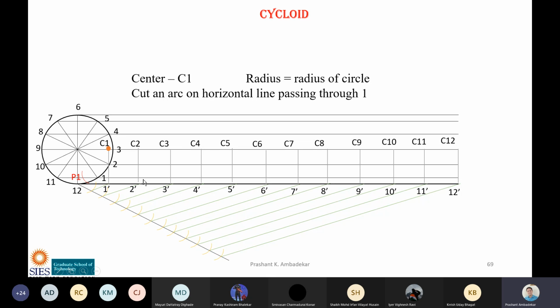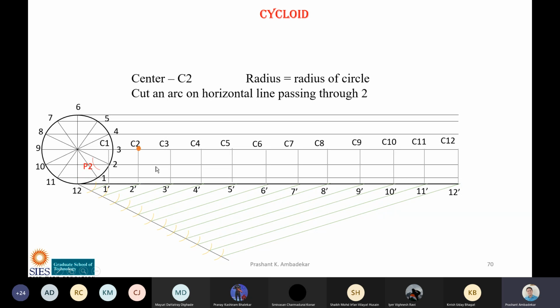So we are intelligent enough to understand that this point P1 will not come here. It will just move from this point to this point and not here. So from here we will draw the arc here only and not here. That is to be understood.